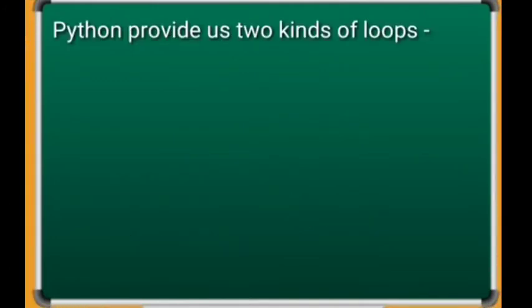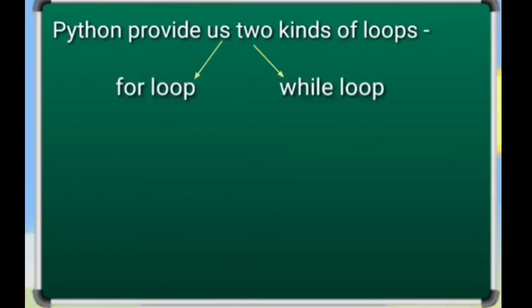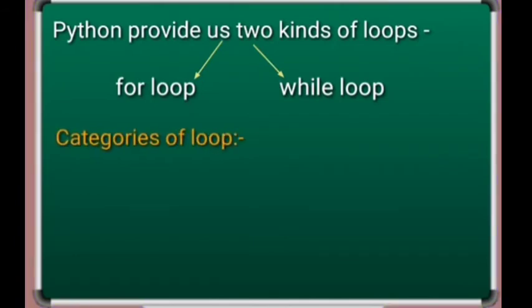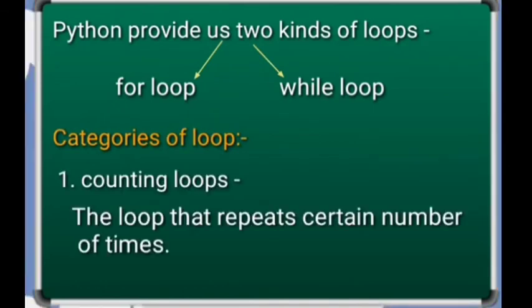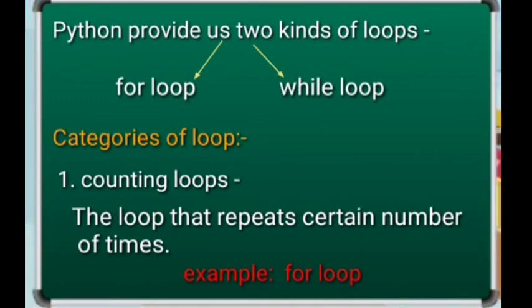Python provides us with two kinds of loop. The first one is the for loop and the second one is the while loop, and both are further divided into two categories. The first one is the counting loop. A counting loop means a loop that repeats a certain number of times, for example, the for loop. The for loop is called a counting loop because it repeats for a certain number of times.